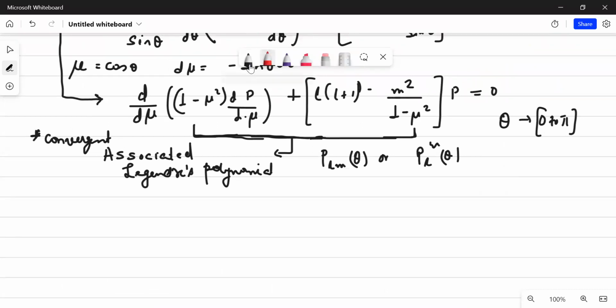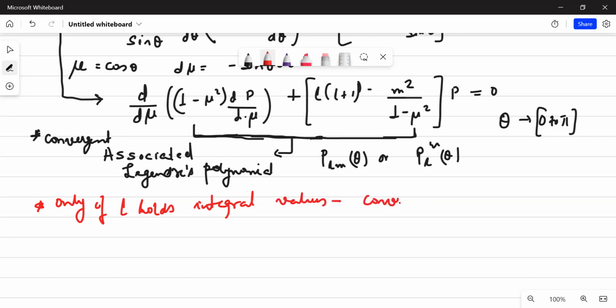Achha, also, there is a note I'm putting it here that only if L holds integral values, only then this will form convergent solution, otherwise not. So this is some mathematics, don't worry about it. You have to just remember only if L has some integral values, only then this particular differential equation will have some convergent solutions.